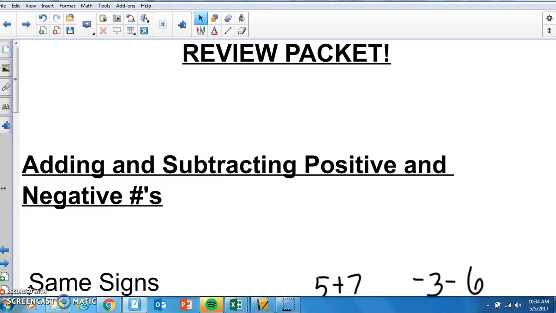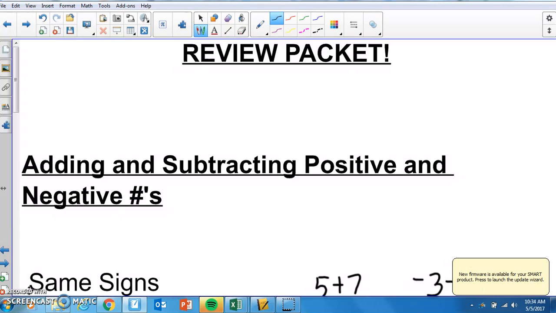So the first thing we did was adding and subtracting positive and negative numbers. So this is the first thing that should be in your review packet. So what I'm going to do is I'm going to put a 1 here.